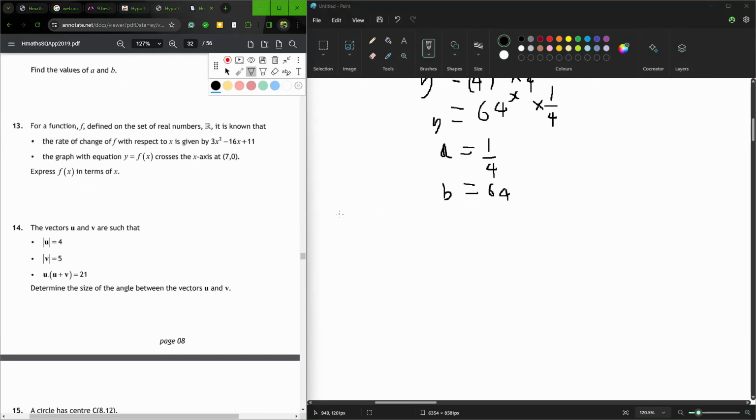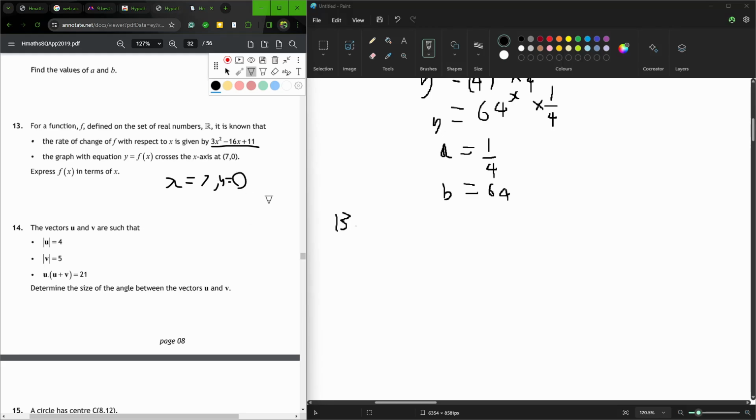Right, 13. For a function defined on the set of real numbers R, it's known that the rate of change of f with respect to x is given by this expression. In real world terms, this basically means that this is the derivative of f. And the graph of the function crosses the line at (7, 0). So this basically means when x is 7, the original f function will give out 0. You can think of it as y, right?